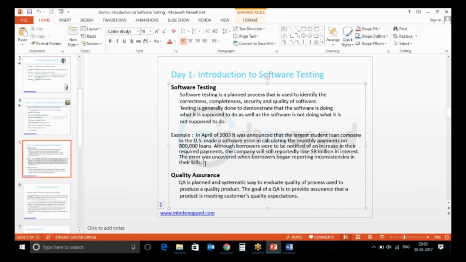Okay, so moving on, as I said, software testing is a combination of quality control and quality assurance. So what is quality assurance? Quality assurance is a planned and systematic way to evaluate quality of the process which is used to test the software. So as per this definition, QA is a planned and systematic way to evaluate quality of process used to produce a quality product. The goal of QA is to provide assurance that a product is meeting customers' quality expectations or not.